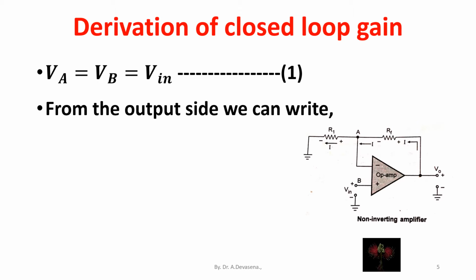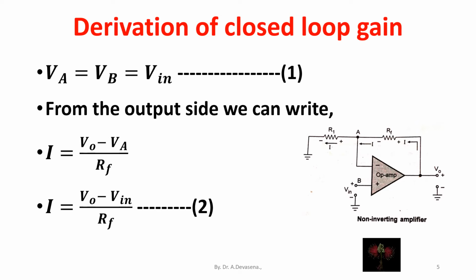From the output side, we can write the current I is equal to V0 minus VA divided by RF. That is, I is equal to V0 minus Vin divided by RF. Here we have substituted the value of VA equal to Vin from equation 1. Consider this as equation 2.